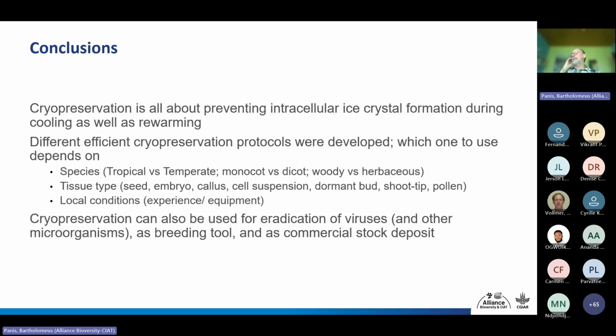So, for example, in case you can use dormant buds, use the dormant buds because you are not relying on in vitro culture, but this is only possible for certain species. Also, the tissue type plays an important role, whether you are dealing with seeds, embryos, calli, cell suspension, dormant buds, shoot tips, pollen. This all has its influence on which protocol to use. And also, local conditions can have an influence. Do you have experience with a certain methodology? Do you have equipment, for example for slow freezing?